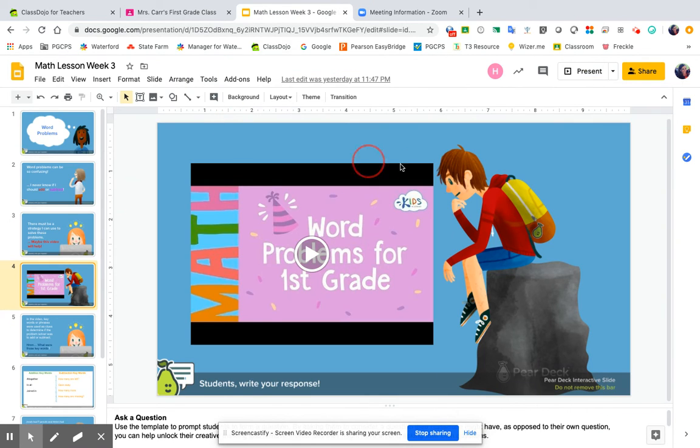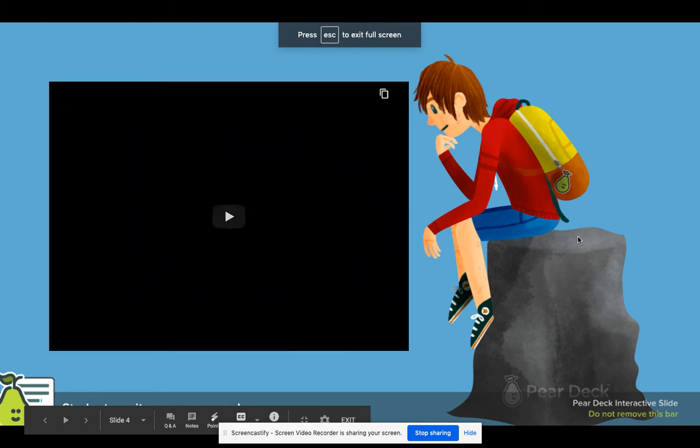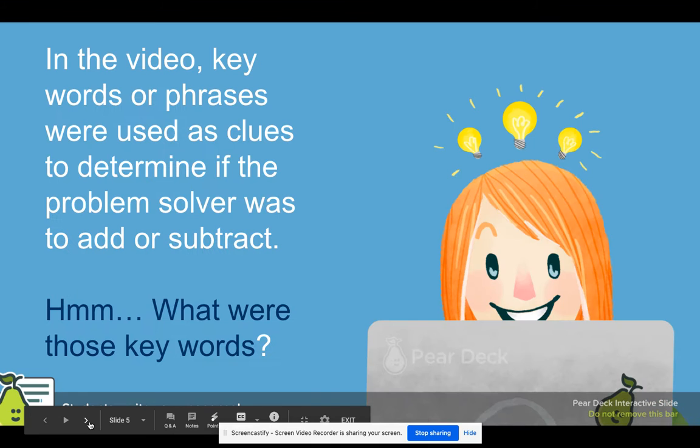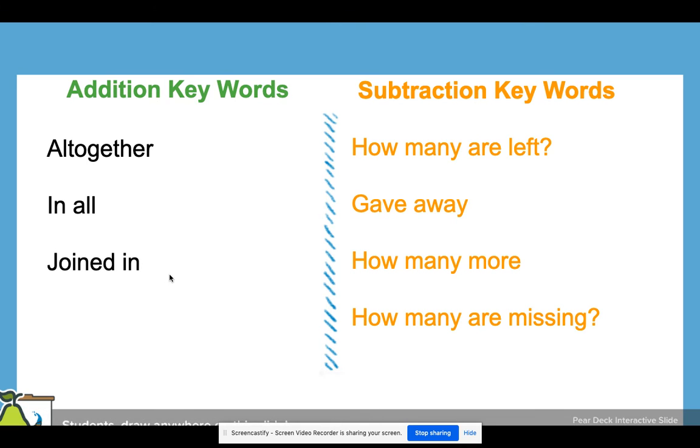All right. So when you're solving word problems, it's like you're a detective. You're looking for keywords to know what to do. So what are some of the keywords that you're looking for? For addition, you're going to look for words like all together, in all, or joined in. Remember, addition, you're taking 2 parts and you're putting it together to find the whole thing.